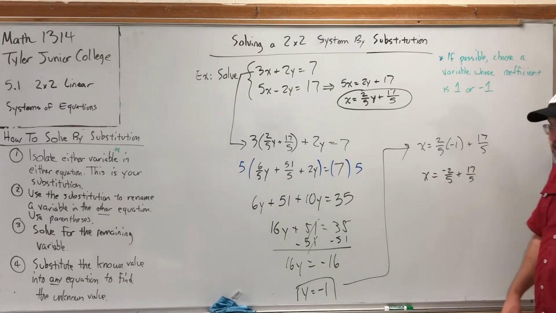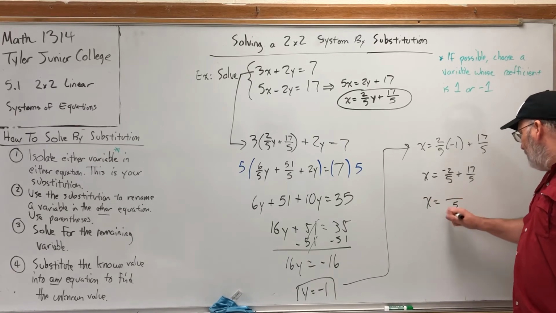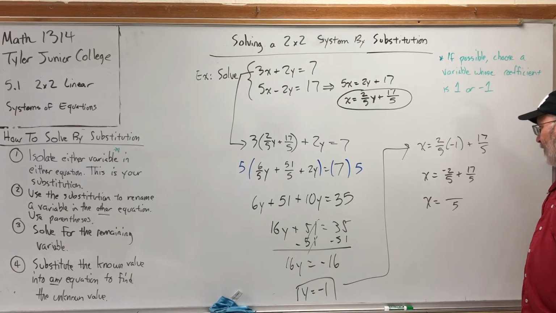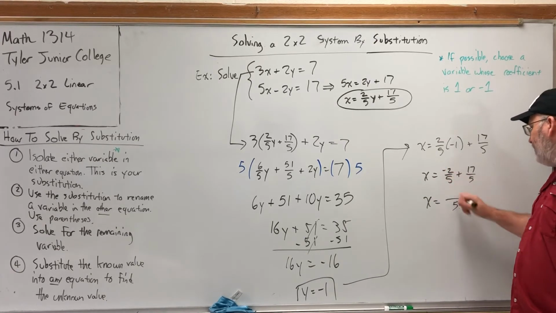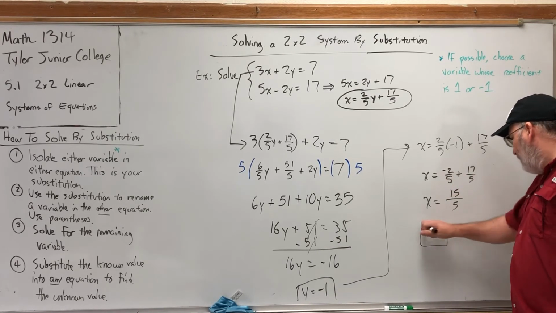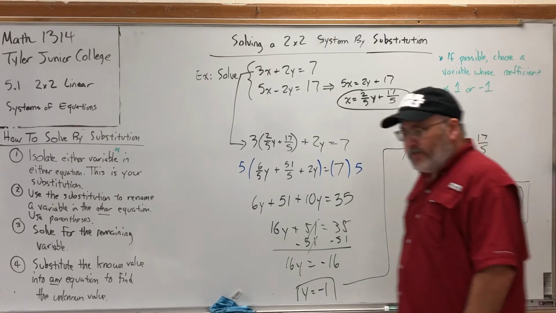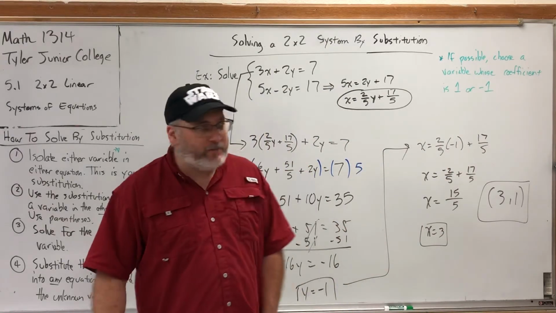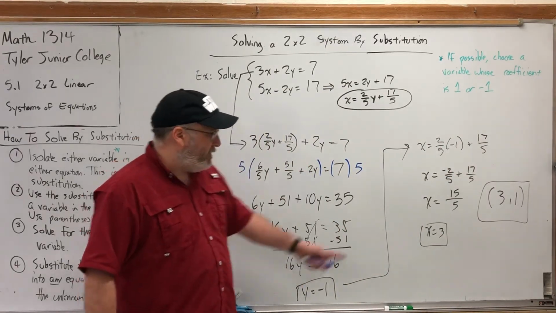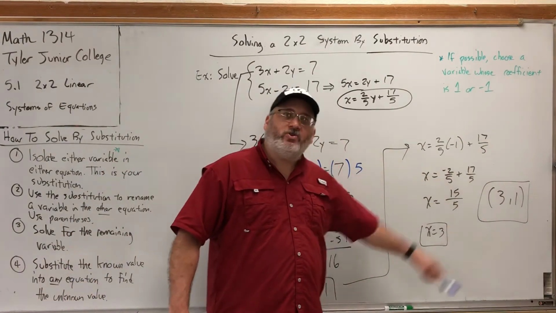We're adding fractions, but they already have a common denominator of 5. So we can combine the numerators. Negative 2 plus 17 is 15. 15 over 5 is 3. Our ordered pair is 3, negative 1. And by the way, how to represent your solution depends upon your professor or your homework assignment. Some of them will want you to say x equals, y equals. Some of them will want you to write the solution as an ordered pair.